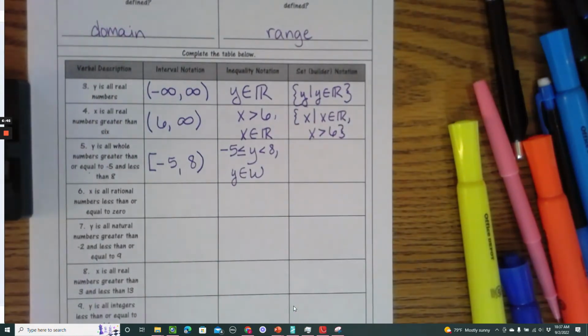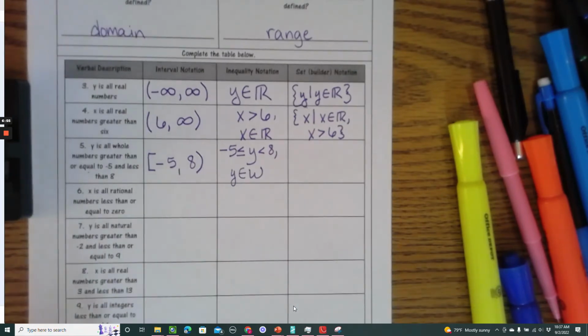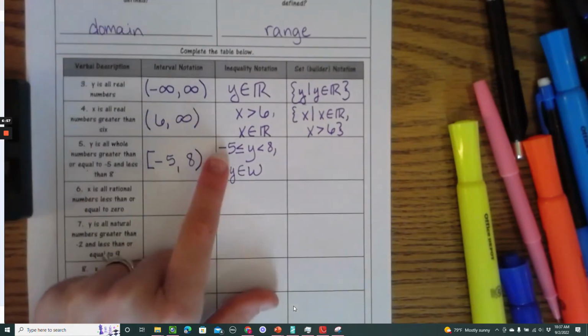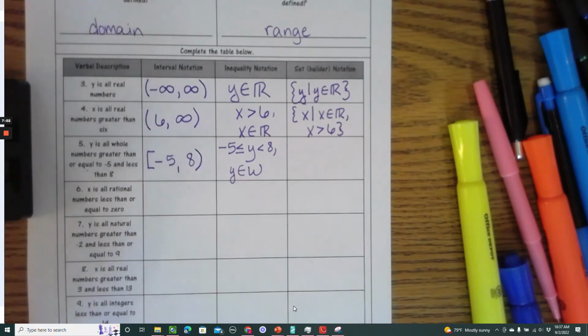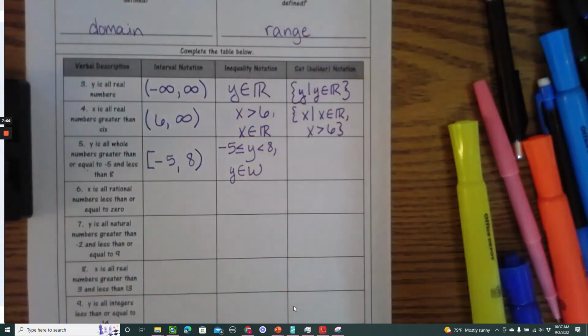Which means your answers have to be -5, -4, -3, -2, -1, 0, 1, 2, 3, 4, 5, 6, 7. Can't be decimals, can't be fractions. Oh, whole numbers. So it can't even be -5. It's got to start at 0. Because the negatives are integers. So that's kind of a weird one.